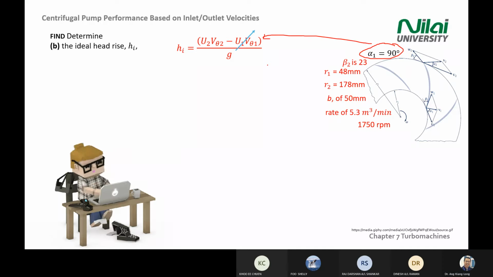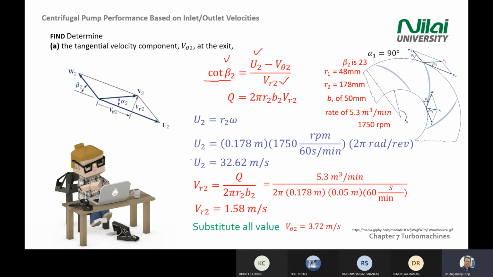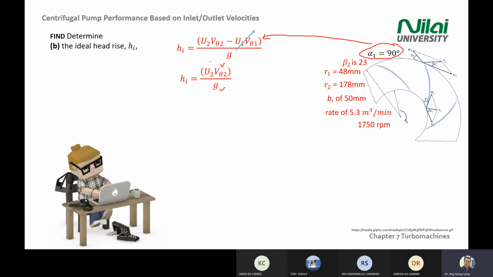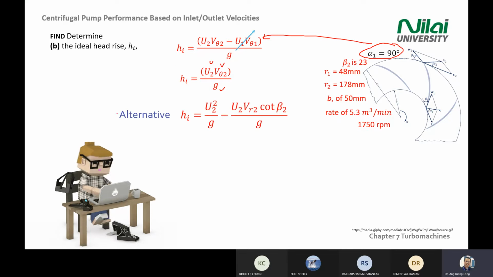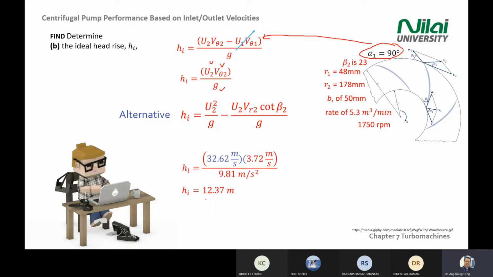Okay. Then you only left out HI equal to U V divided by G. You found what is your V theta 2, your U2, do we have G? You have. U2, yes, just now we found your U2. So you substitute your value of U2, you manage to find HI, which is the ideal head rise. All right. Or there's another calculation you can use in a more complicated form. You can use this one that you see on the screen here. So you substitute, you still get the same answer, 12 meter, 12.37 meter. So for your test or final exam, please, if can, go for 3 decimal place, right?